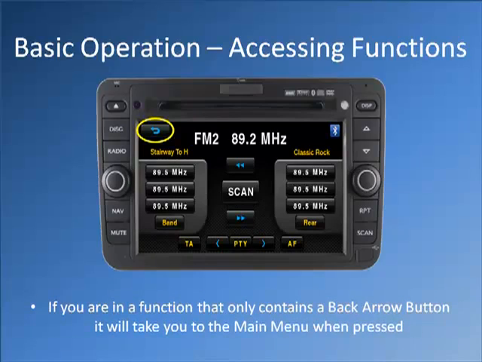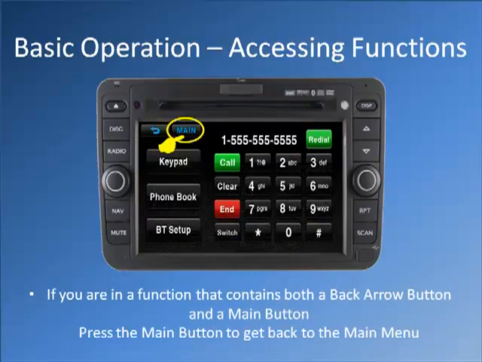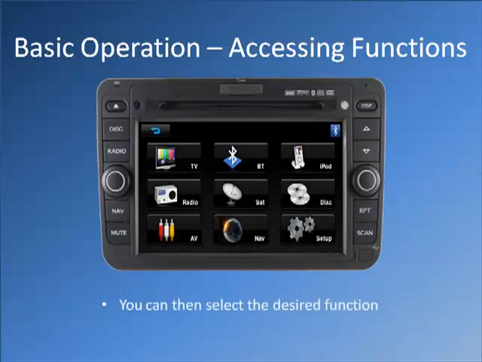If you are in a function that only contains a back arrow button, it will take you to the main menu when pressed. If you are in a function that contains both a back arrow button and a main button, press the main button to get back to the main menu. You can then select the desired function.